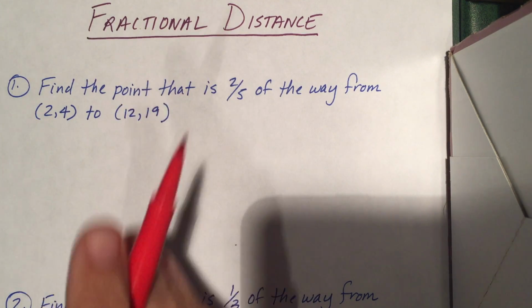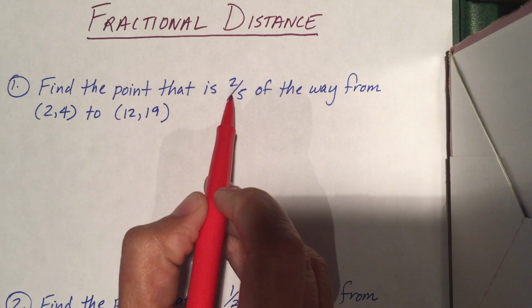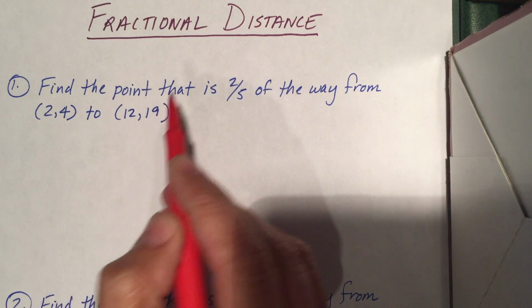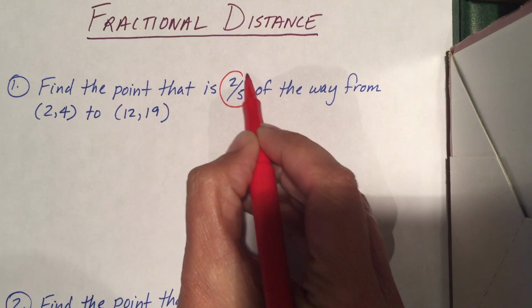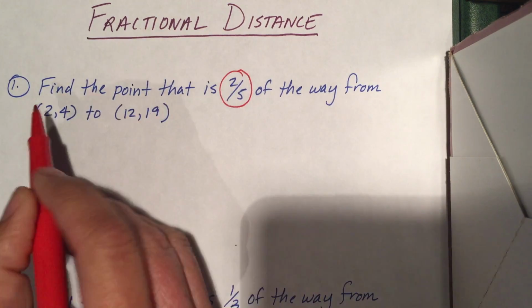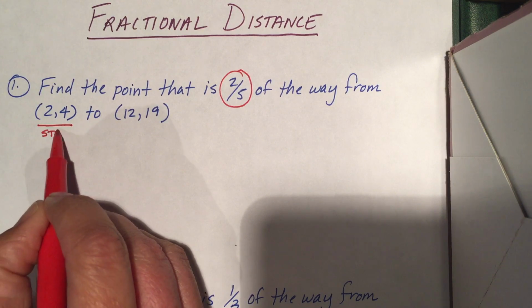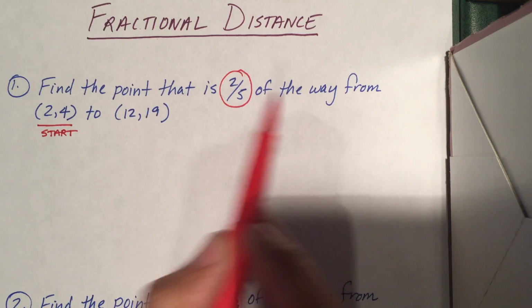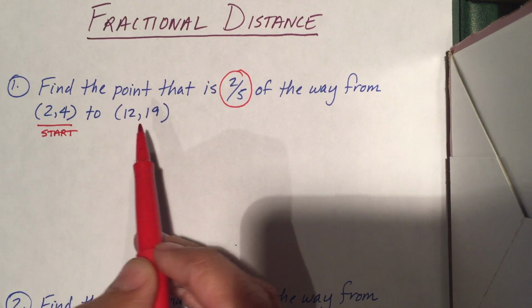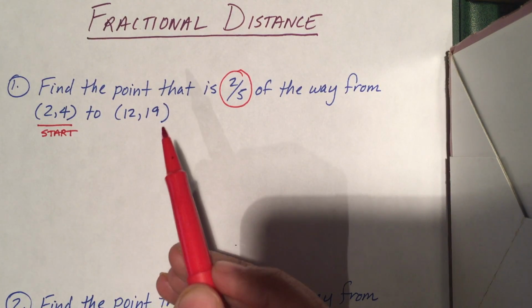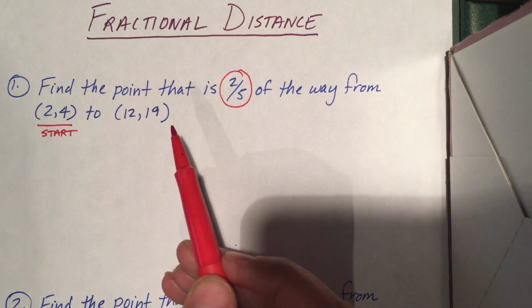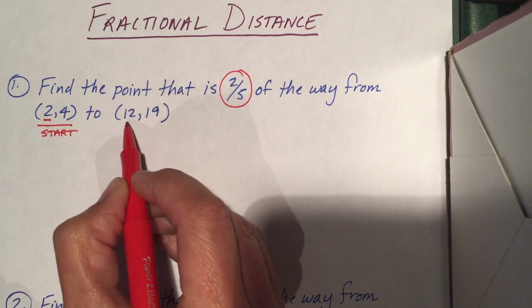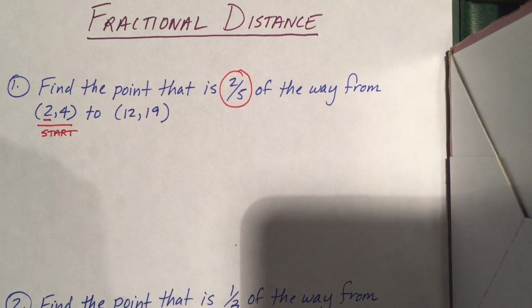So the first question says, let's find the point that is 2/5 of the way from 2,4 to 12,19. So I'm looking for something that is 2/5 from, that means this is your start. You always have to designate your starting point. I want to go 2/5 of the way from 2,4 to 12,19. So how do I figure that out? Well, the first thing I need to do is figure out how far apart the x's are and how far apart the y's are.